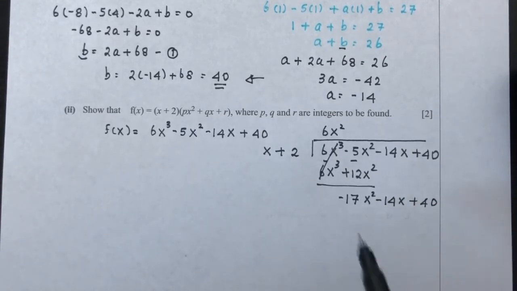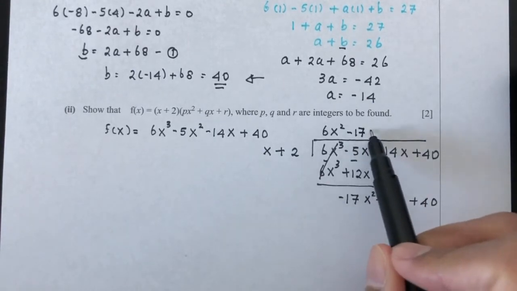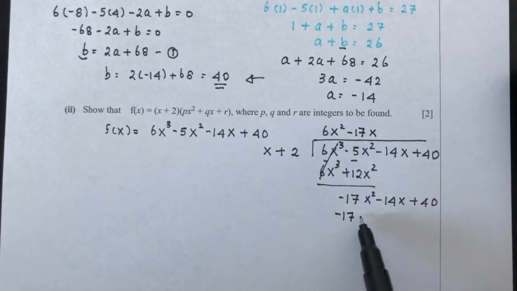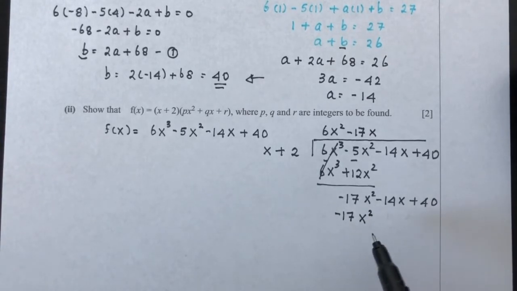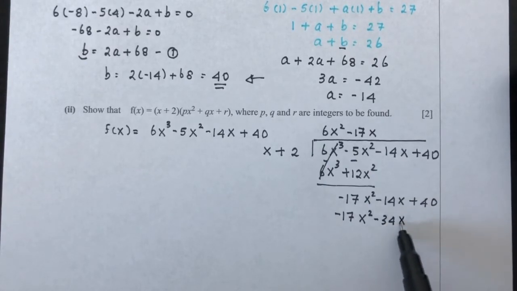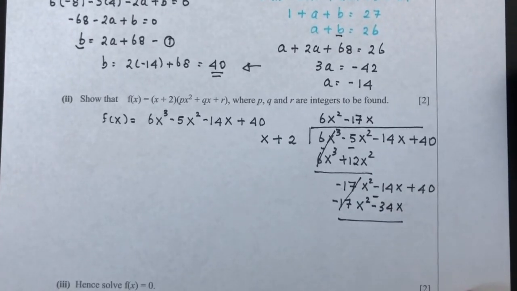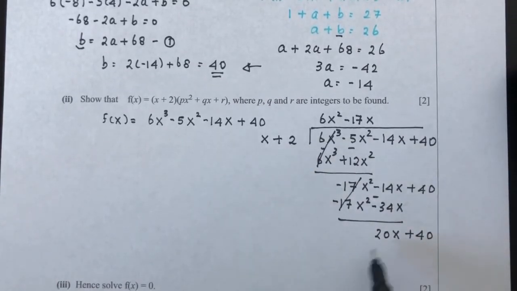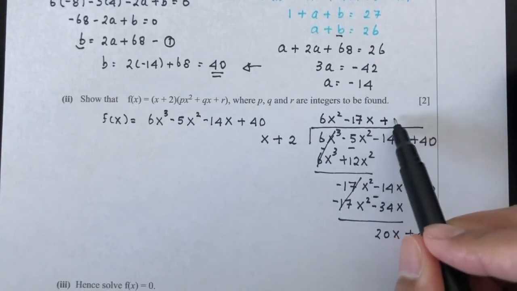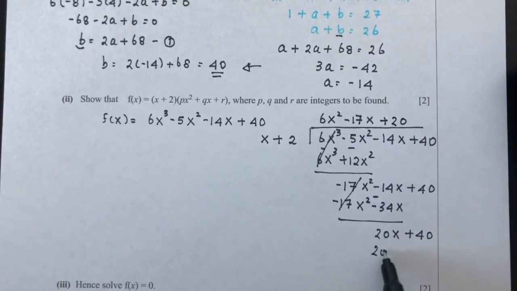Now next step, how can you make this become minus 17? You have to multiply by minus 17x. You will have minus 17x squared, and then this will become minus 34x. Simplify, this will go away. Now minus 14 minus 34, that will give you 20x plus 40. Now last question, how can you make x become 20? You have to multiply by 20, so 20 times this will be 20x plus 40, and that will become 0.